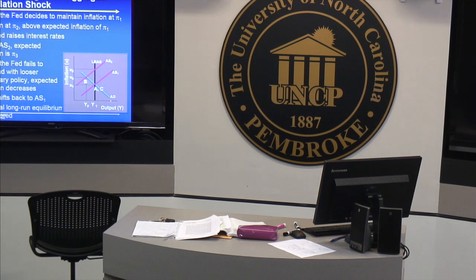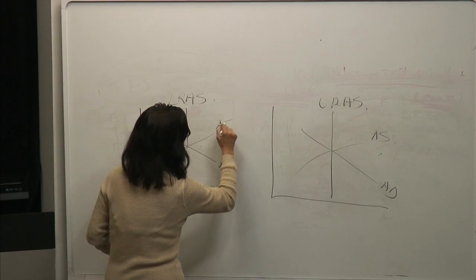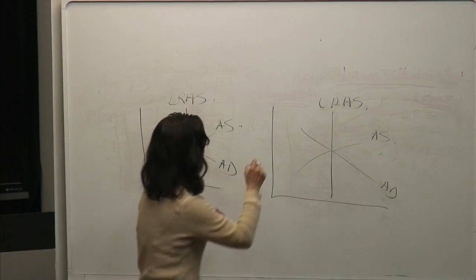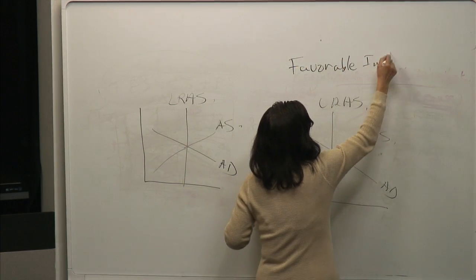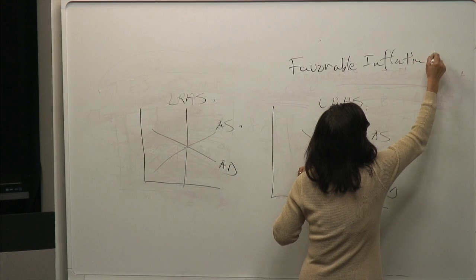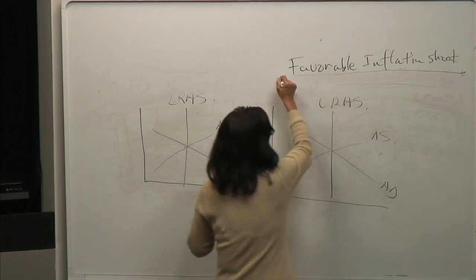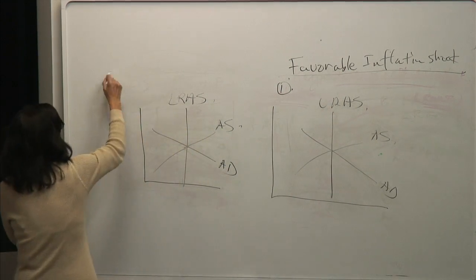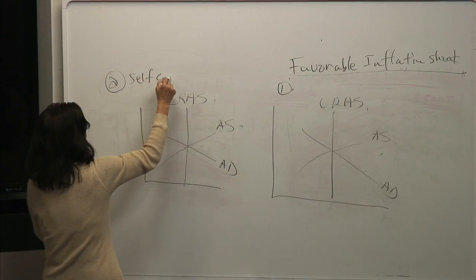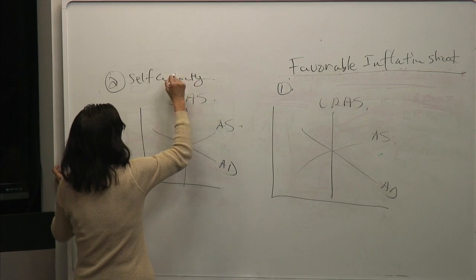Okay, so two ways. The first one is, let's start off with AD and AS. So let's do AS, AD, AS. Now we want to start off with a favorable inflation shock. And then there are two methods, one and two. Two is with the self-correcting mechanism.